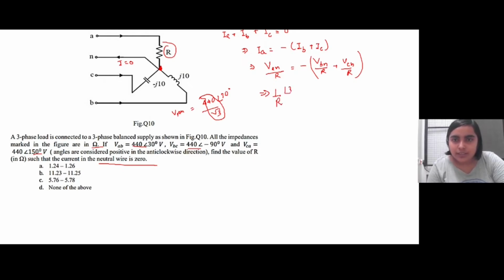So let us write this one as angle 30 degree, in this case minus of, sorry, it will be like XC and XL, right? So VBN, the angle is minus 90 degree, and it is J10. In the capacitance, the angle is 150 degree by minus J10.